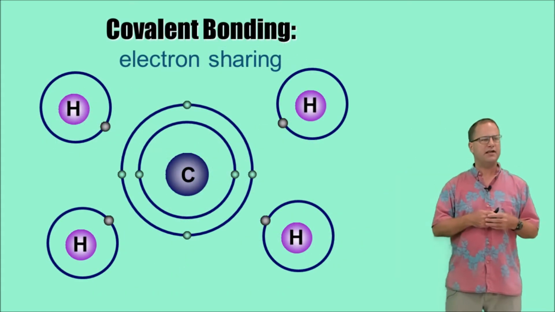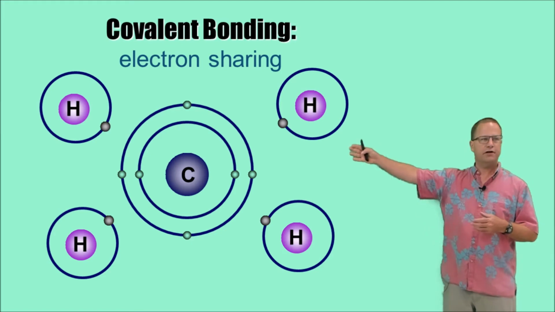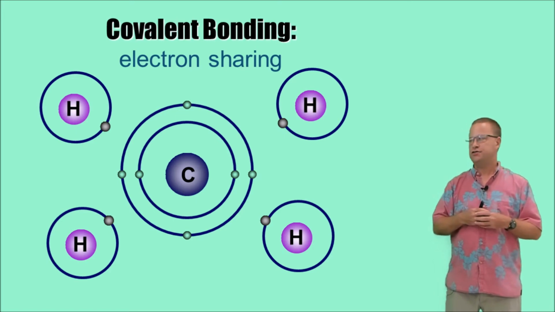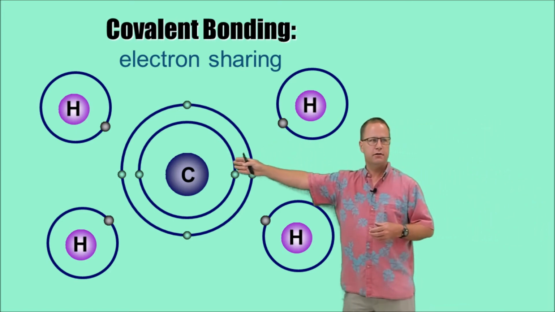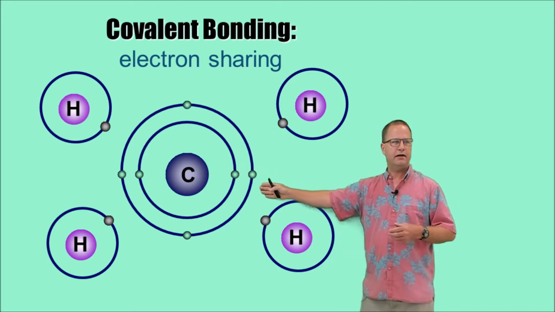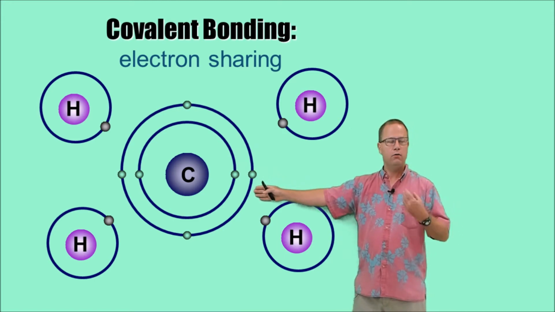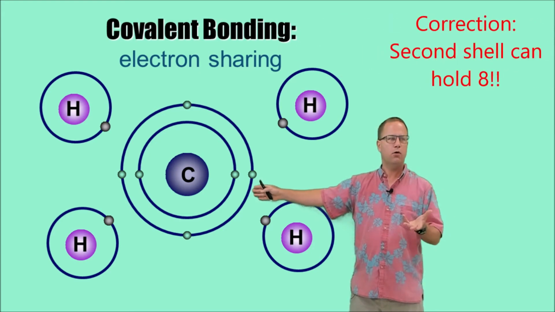Okay, here's another example of covalent bonding. If you take a look at carbon, remember it had an atomic number of 6. That means it has 6 protons and probably 6 electrons. So remember how many electrons fit in the first shell? 2. That leaves how many left over for the second shell? 4. How many can that second shell actually hold? Well, it can hold 8, so it needs 4 more to be happy.